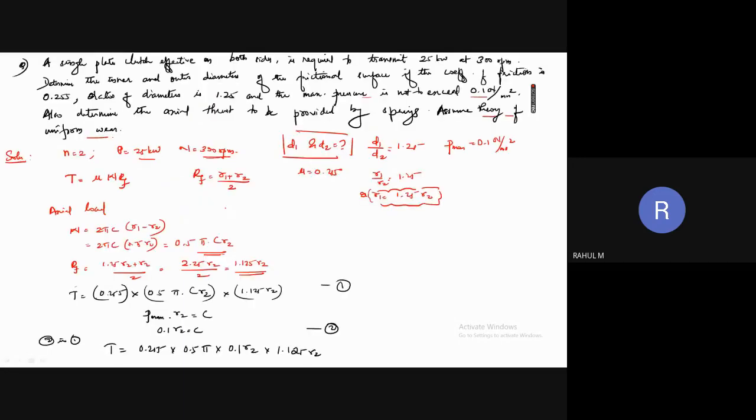Also find the axial load W: substitute the values and find the axial thrust.